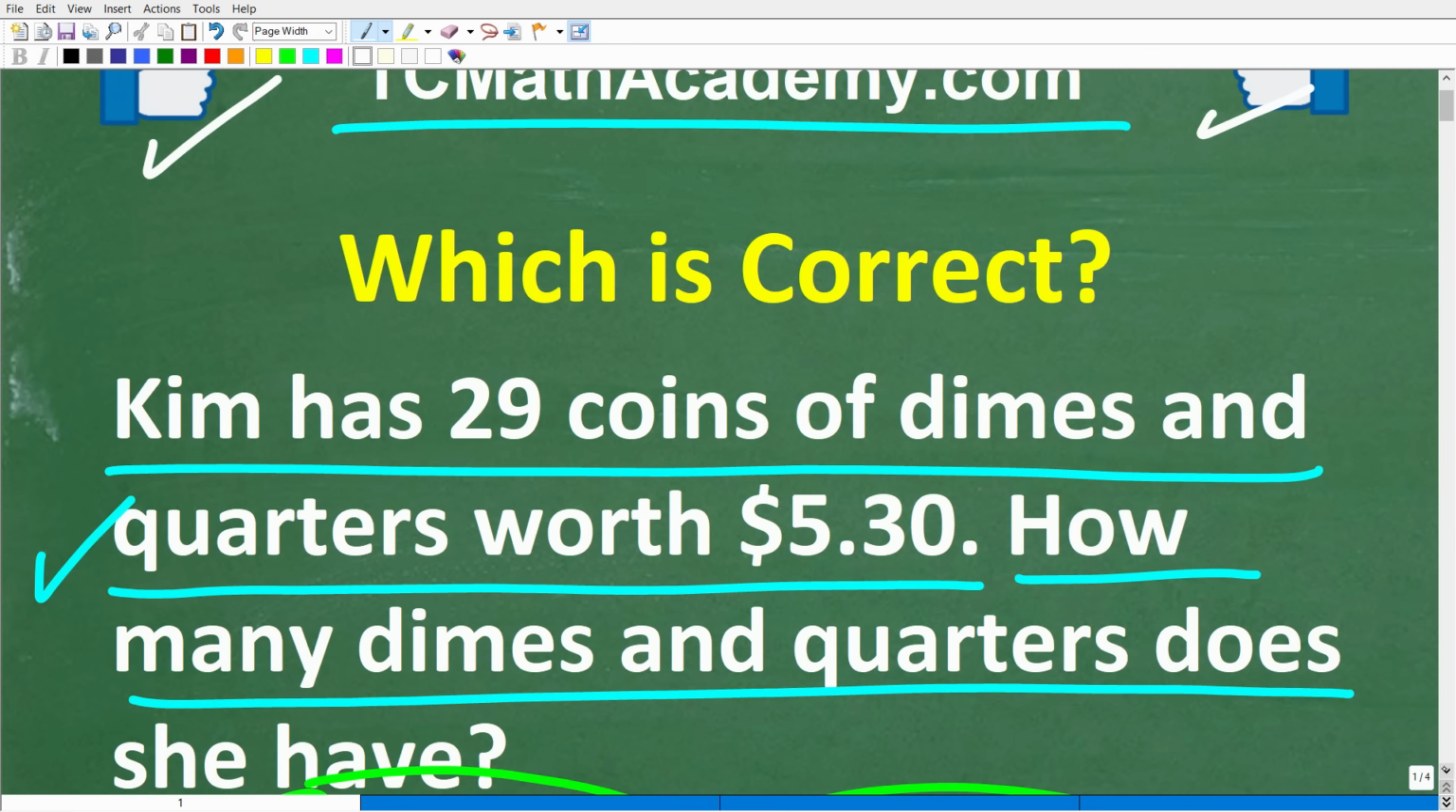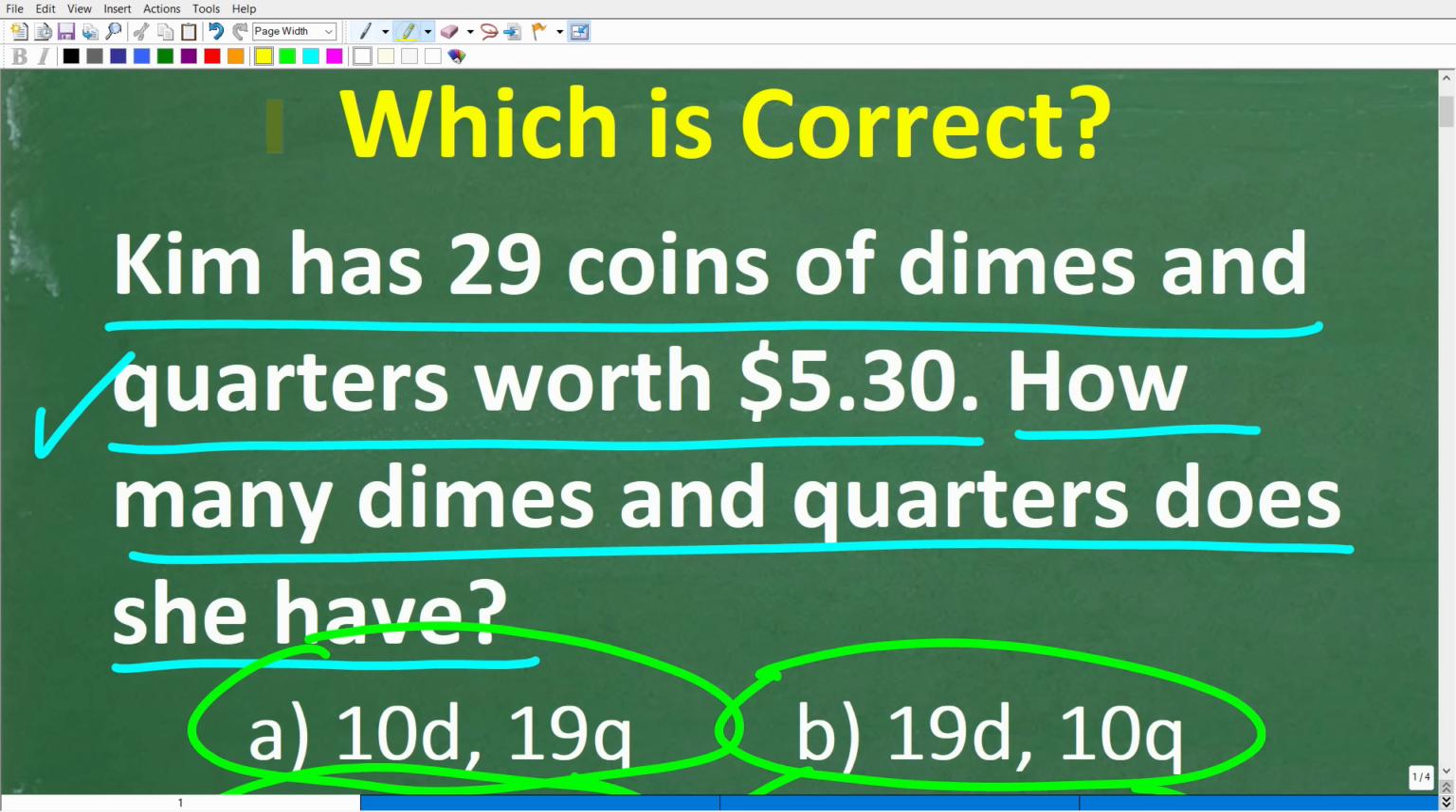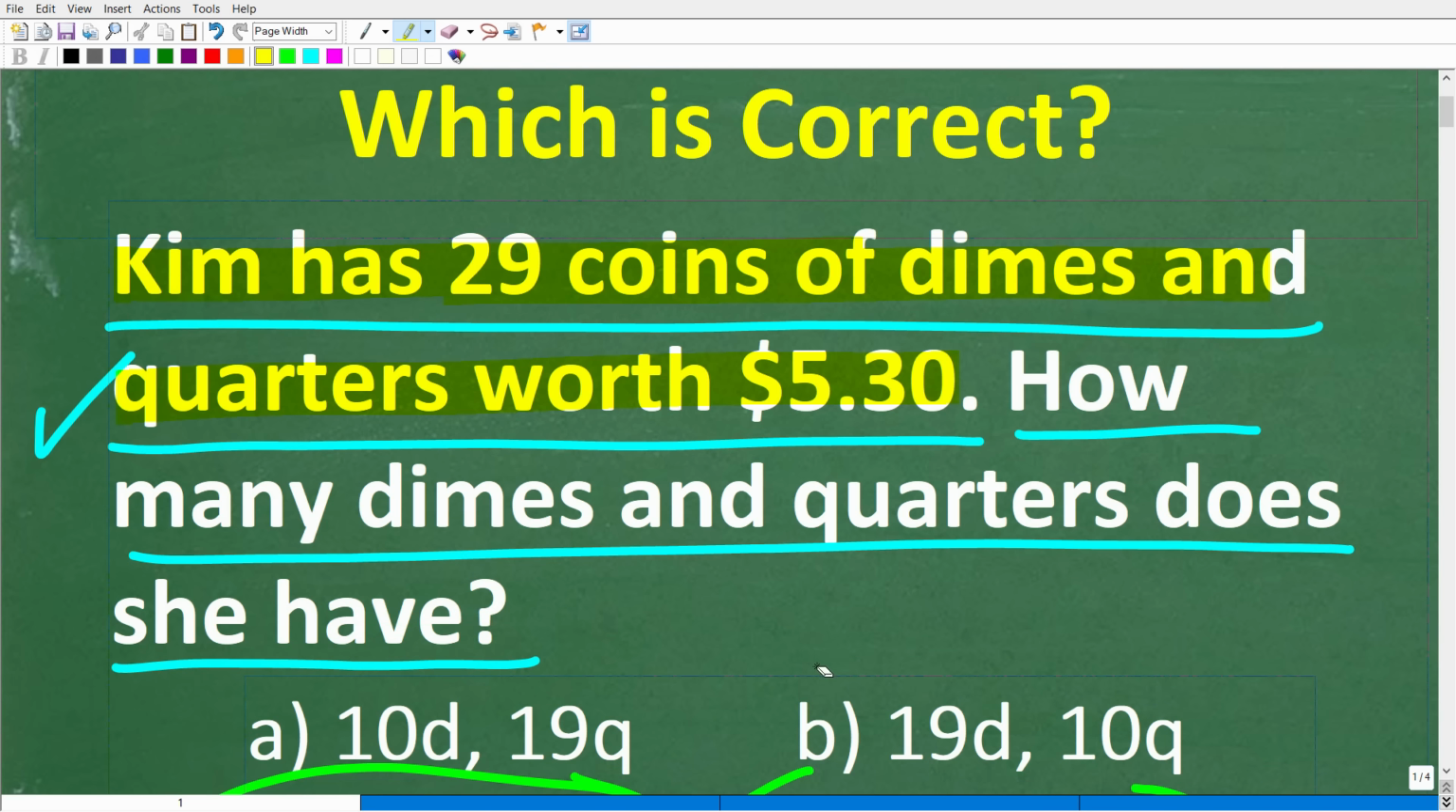All right, now before I show you the answer, let's take another look at the question. So it's pretty straightforward. Kim has 29 coins of dimes and quarters worth $5.30. Now, some of you out there may not be familiar with the U.S. currency. I will explain this in the problem, so no big deal. But again, Kim has 29 coins of dimes and quarters worth $5.30. How many dimes and quarters does she have?